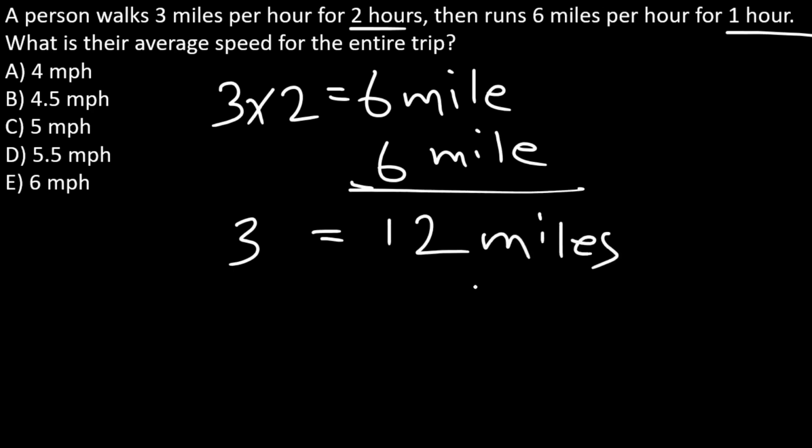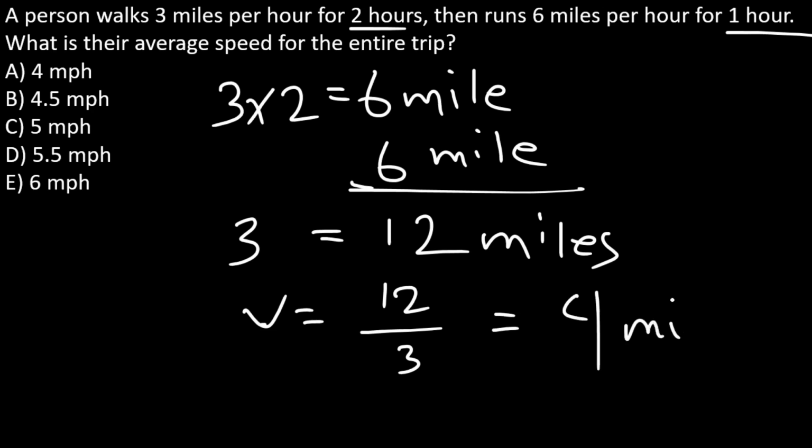So here the average speed will be the total distance over total time. The average speed for the entire trip equals 12 miles over 3 hours, which equals 4 miles per hour. So the average speed for the entire trip is 4 miles per hour. So option A will be the answer.